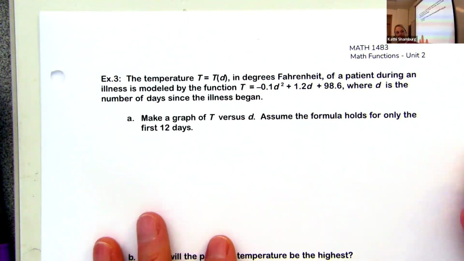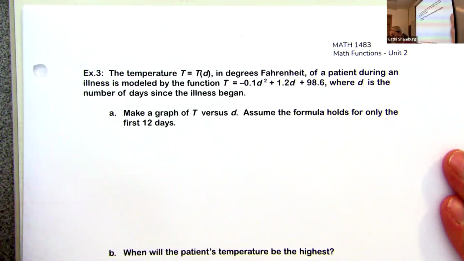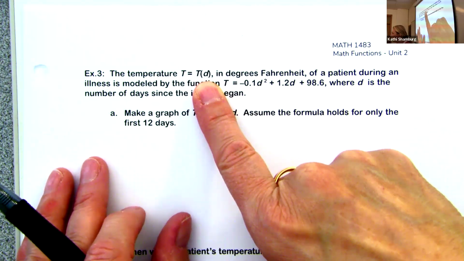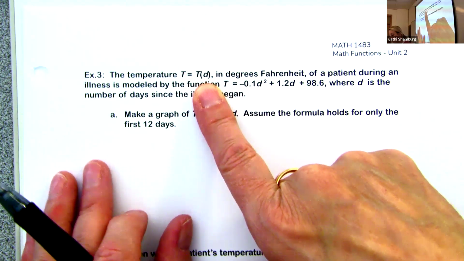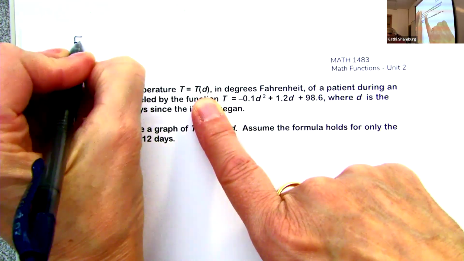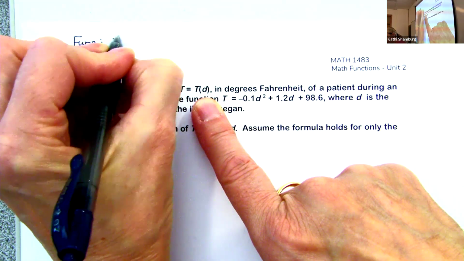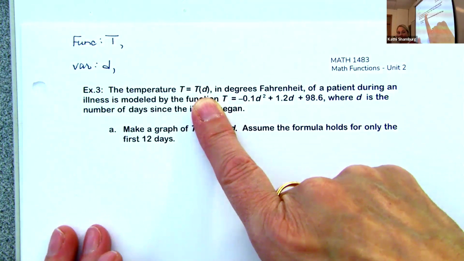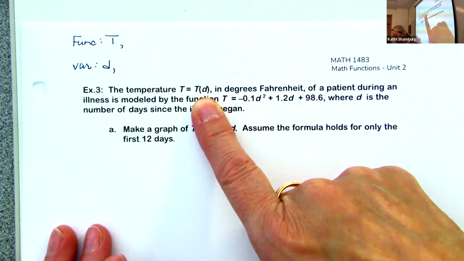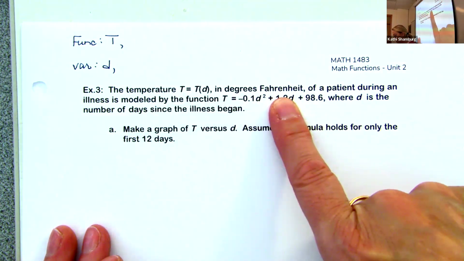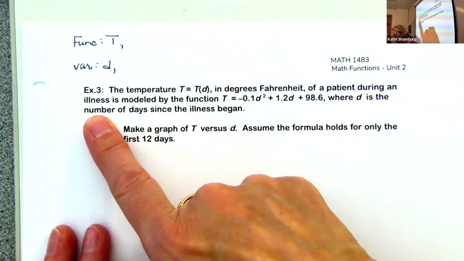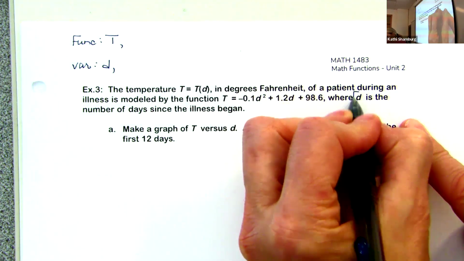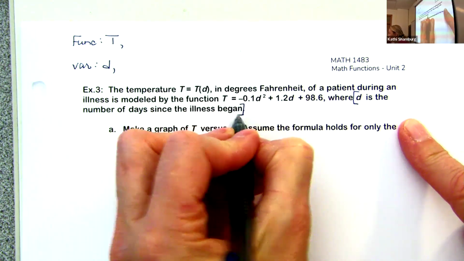So, all right. Example 3. The temperature T equals T at D. Okay, right there, I can determine what is my function and variable, even before I read any further. By looking at that, I know my function is T, and I know my variable is D. So I'm going to keep reading and see. Okay, so the temperature in degrees Fahrenheit of a patient during an illness is modeled by the function. Here's your equation where D is the number of days since the illness began.